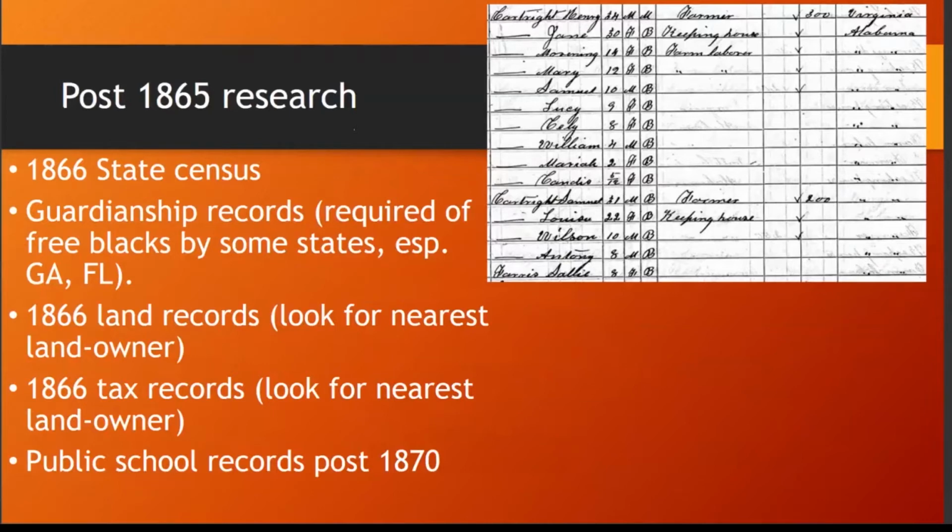Guardianship records. Laws required free blacks to have a white sponsor and guardian to conduct personal business affairs on their behalf, so you can search for the guardianship records. Also, check 1866 land and tax records to find out who were the large landowners who lived near your ancestor, because these people might have owned slaves. And also, public school records after 1870 are a good source that you can try.